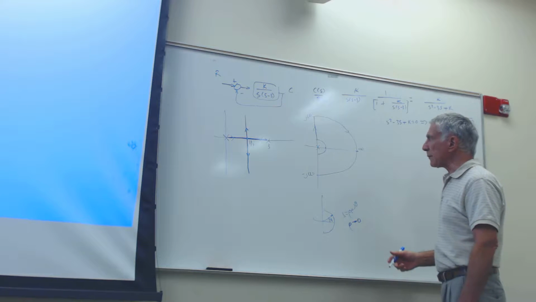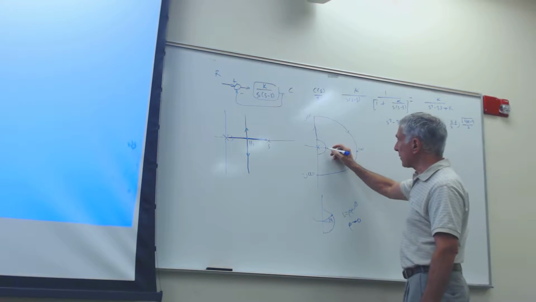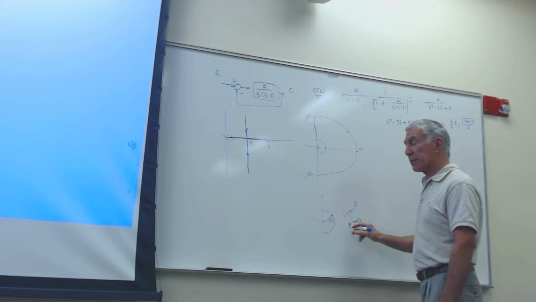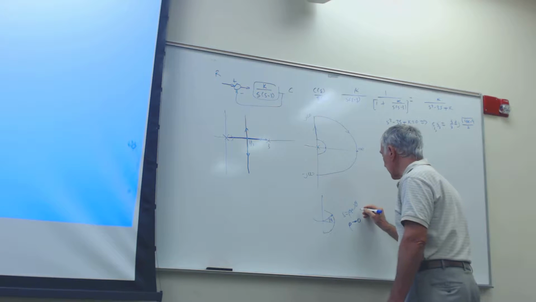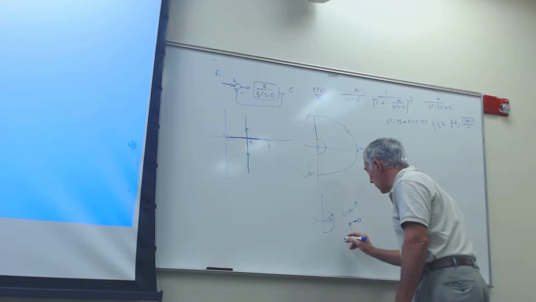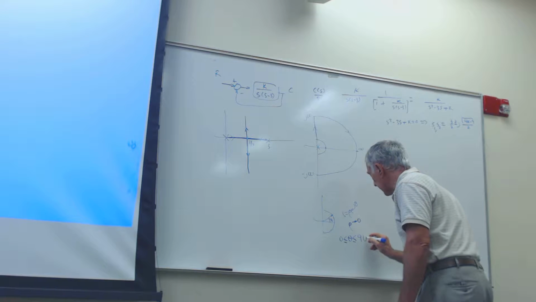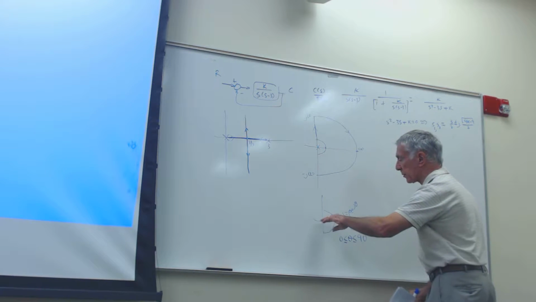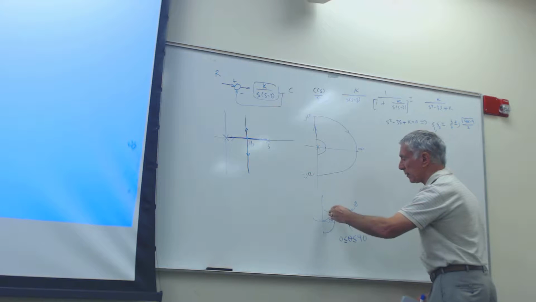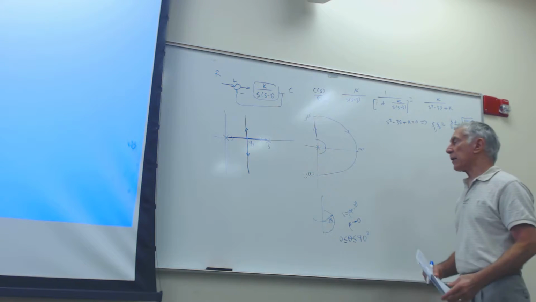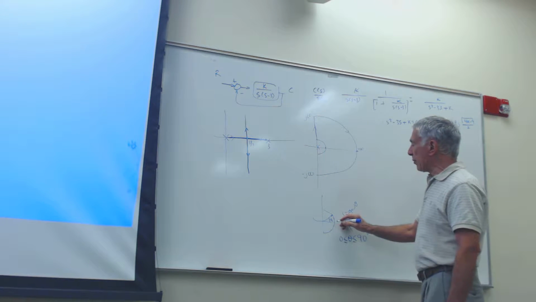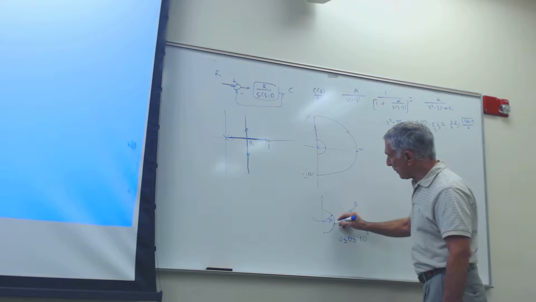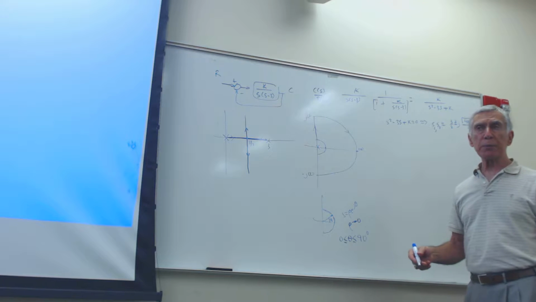And we'll let theta start out at 0. In other words, the little vector starts out horizontally. And theta is going to vary between 0 and 90 degrees. When the vector is horizontal, theta is 0. When the vector is vertical, theta is 90. So the first thing to do is map points from this portion of the S-plane contour into the plane of the open loop transfer function.